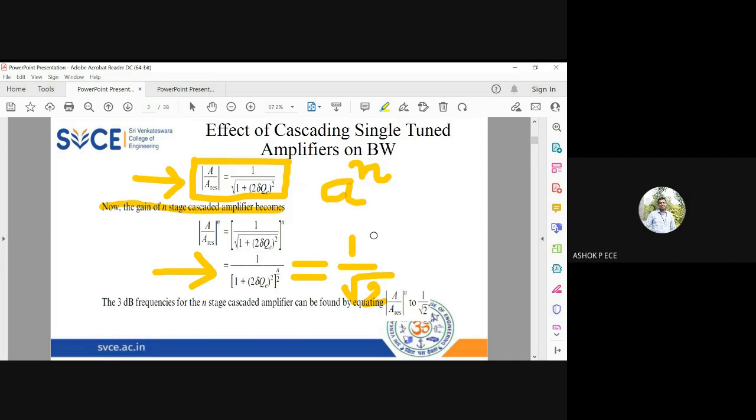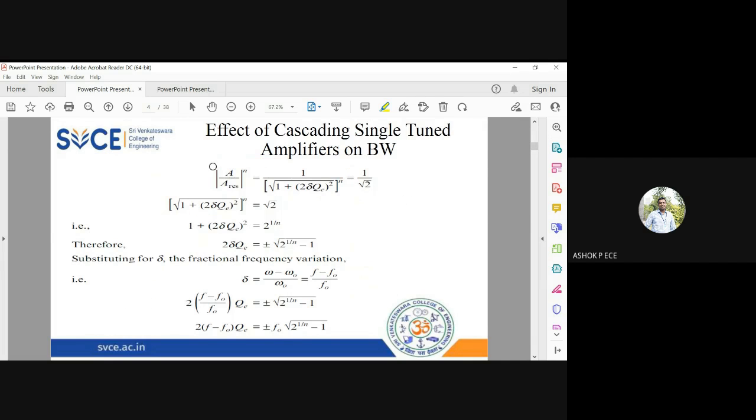So I'm going to do that. See here, I'm equating this expression to 1 by root 2, and you should know why we are doing this. In logarithm scale, we'll be subtracting 3 dB. In numerical scale, it is equivalent to equating it to 1 by root 2, or you know 1 by root 2 value is 0.707. Some books refer to it as 0.707 points. Both are correct.